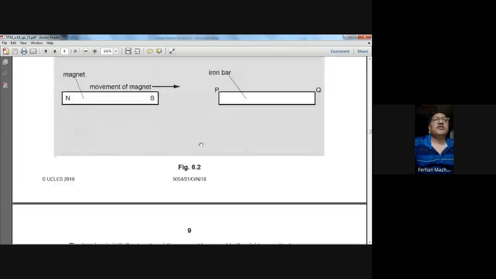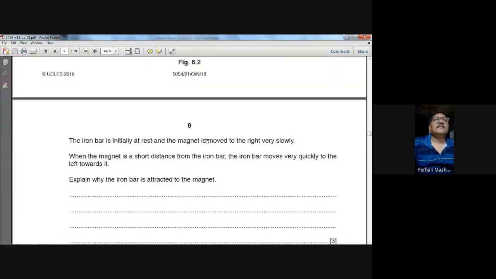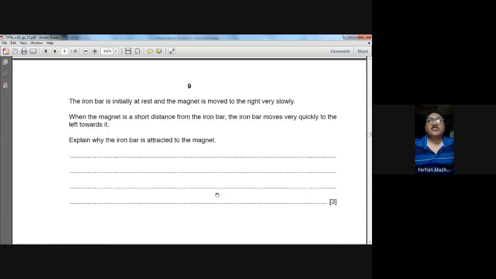So what I am doing, the iron bar is initially at rest and the magnet is moved to the right very slowly. When the magnet is a short distance away, the iron bar moves very quickly to the left towards it. Explain why the iron bar is attracted to the magnet. Let me explain to you.